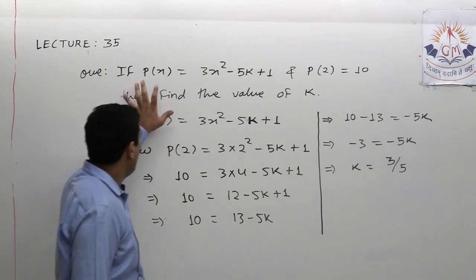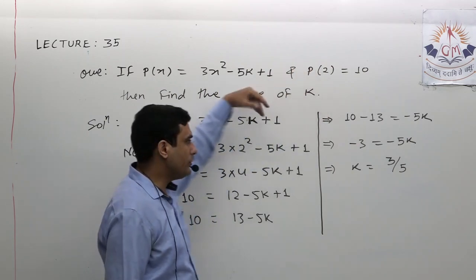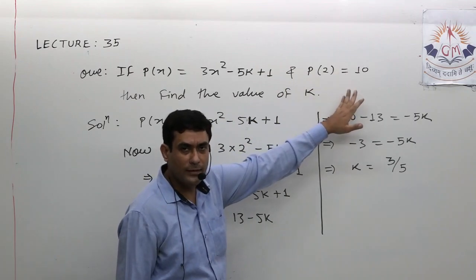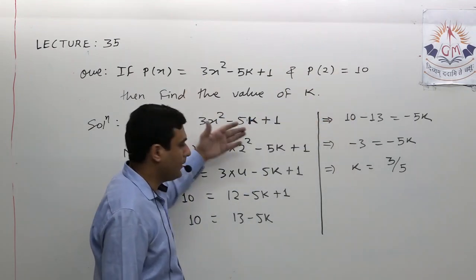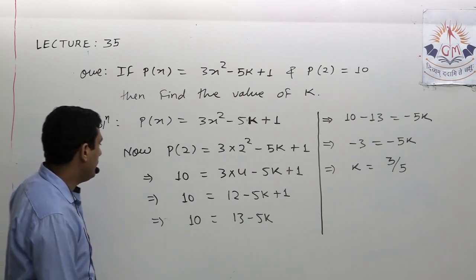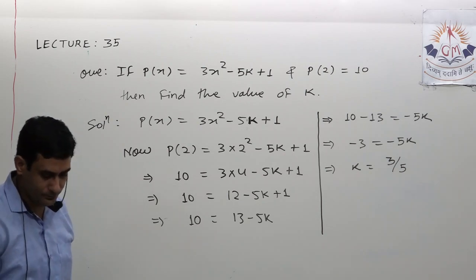Again I am explaining. p of x is given and p of 2 is given. Now many questions can be created. p of 2 is 10. Suppose I say p of minus 1 is equal to 19. Then you have to follow the same concept and you will get a different value of k. Okay, note it down, then we come to the next question of the same variety.